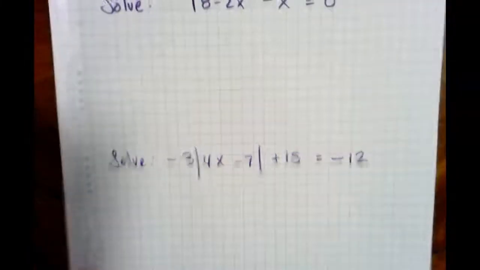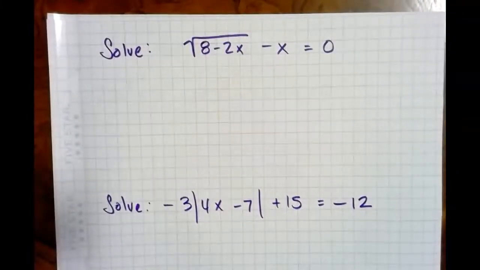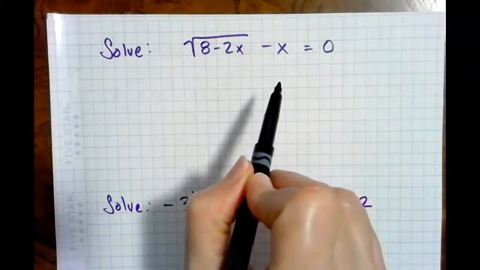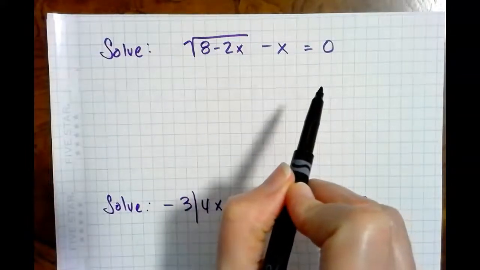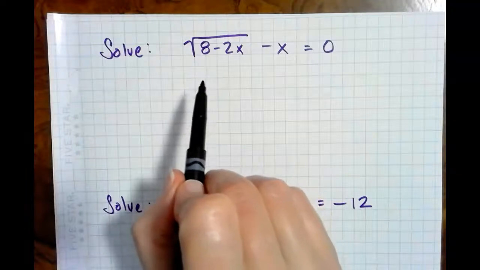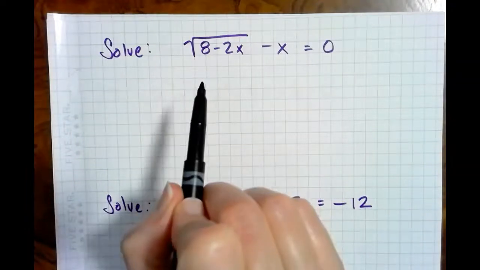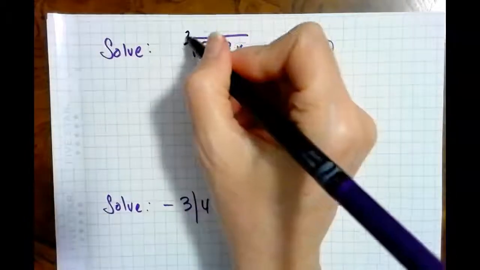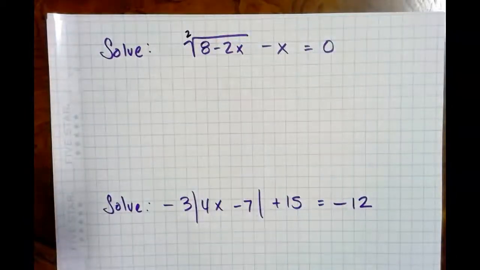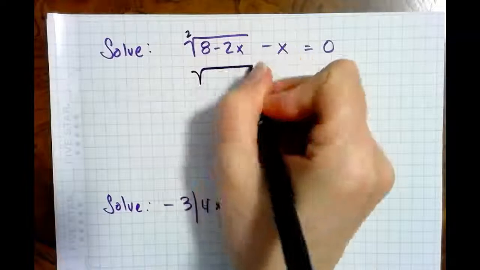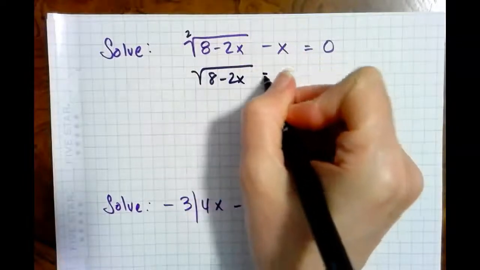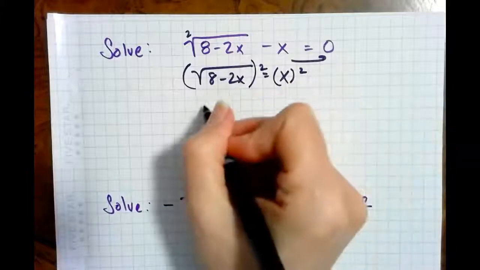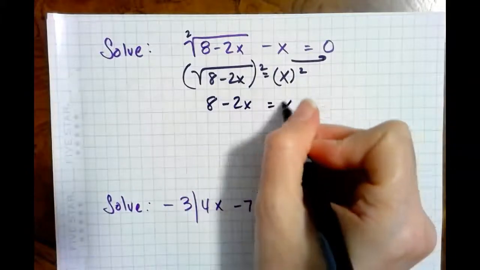Moving on. Here we've got solve the square root of 8 minus 2x, minus x equals 0. So anytime we have an equation with a radical in it, we want to isolate the radical and eliminate it. So of course this is a square root, so we will isolate the radical and square both sides. So the square root of 8 minus 2x equals x. Square both sides. 8 minus 2x equals x squared.